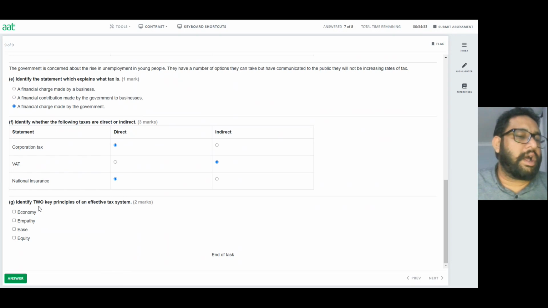The last one: identify two key principles of an effective tax system. They're saying here empathy and ease, which make no sense. Apparently, it's equity and economy, because the more the equity, the more the tax is going to be. Same with a better economy, it means there is enough tax to handle all the pressure on the country's system. So the economy has to be effective. So that's it, guys, with this one.